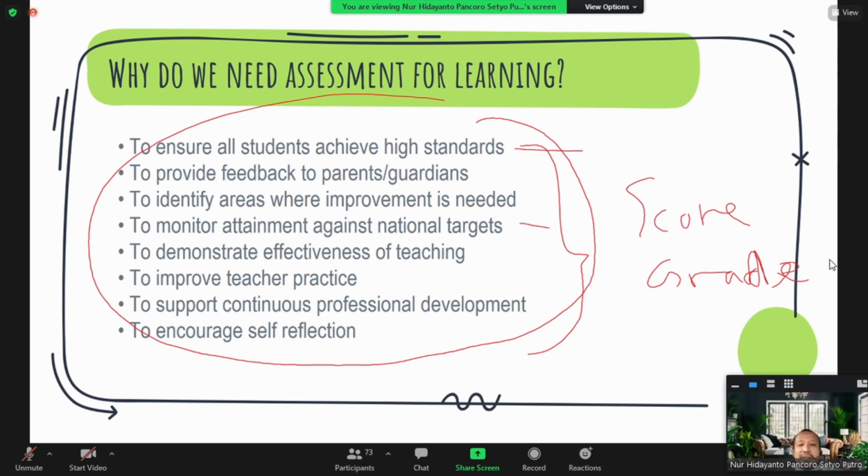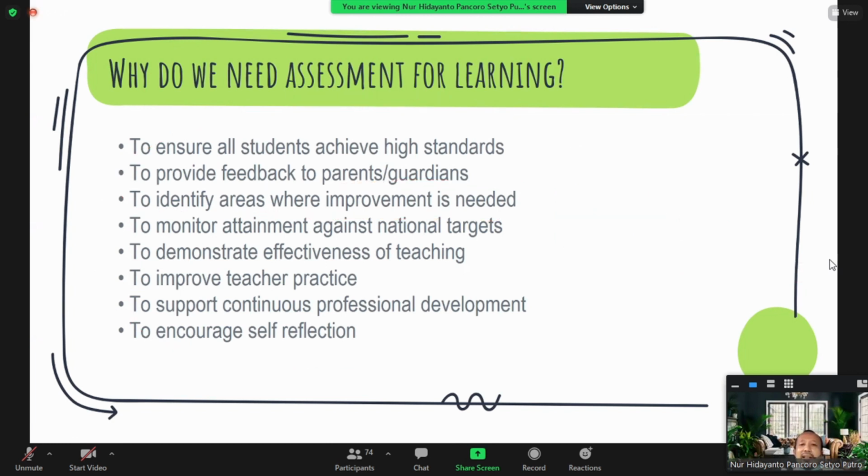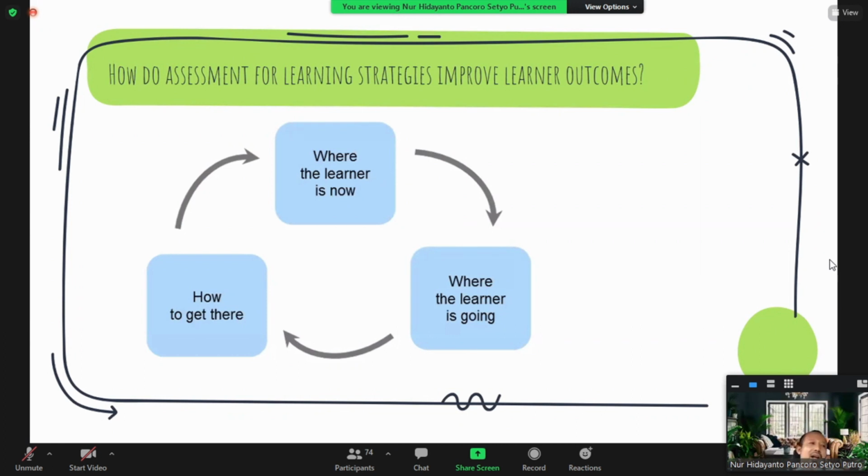But our job here is to help our students. For instance, to identify areas where improvement is needed by our students. They might be great at 10 KD, but they might be weak at 2 other KD, so our job is to help them. By giving them this kind of assessment, we are helping them. Okay, Mas and I'm going to help you with the rest 2 KDs later. Okay, so why do we do this assessment for learning? And then on the next slide, I'm going to cover how actually assessment for learning strategies improve learner outcomes.